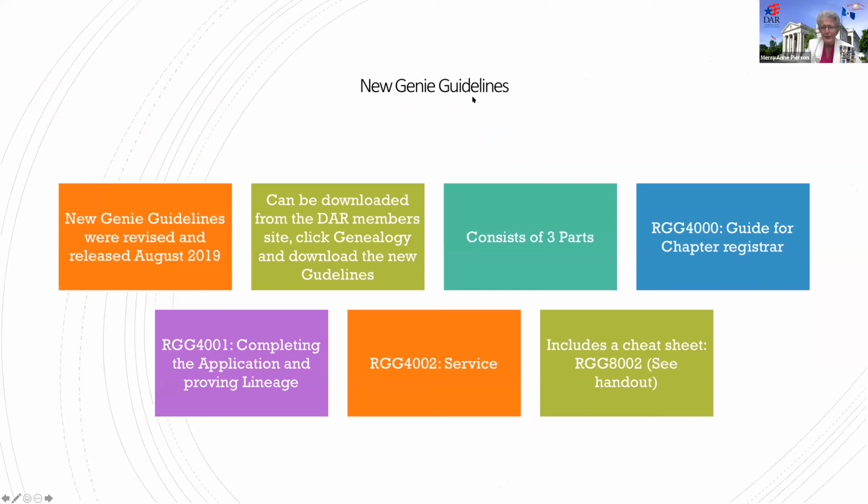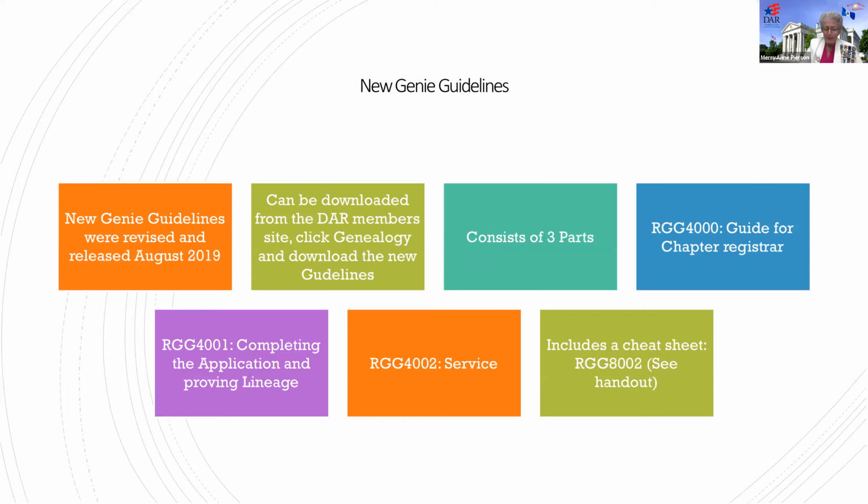I know many of you are aware that we have new genealogical guidelines. They were revised last August and released last August. They can be downloaded from the DAR members site, or you can get them in the handouts that I had them post at the end of this session. There's three main parts. The first part is the guide for the chapter registrar, and it talks about how the form works and what you need to get and who can sign and all the technical details.